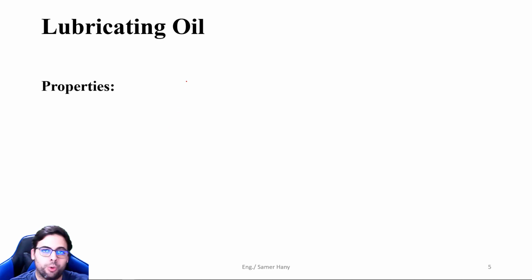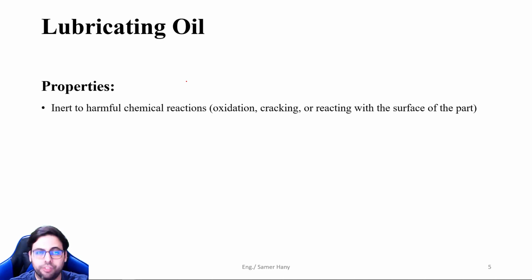All right. So, what are the properties that we want in a lubricating oil so that it can function properly and give us the functionality we need? First off, it must be inert to harmful chemicals. So, of course, it should not react with the oxygen or oxidize easily, because as we will see in a couple of minutes, oxidation is bad for our application.